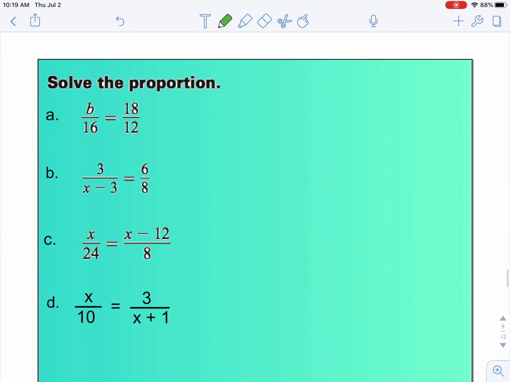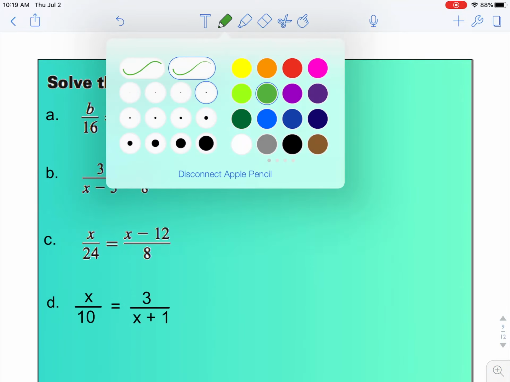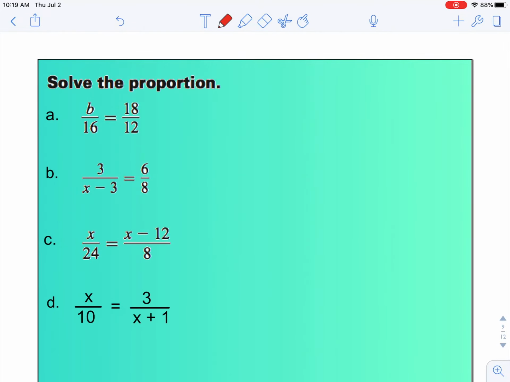So let's work on solving some proportions. I know these are things you've done in the past, and I know a lot of you don't show any work for this. I understand that, but I am going to, simply for the fact of when we get to x's involved, it's not quite as easy. So when I multiply this together, 16 times 18, that's going to equal 12 times b. So now I just divide by 12, and that's going to give me b equals 24.